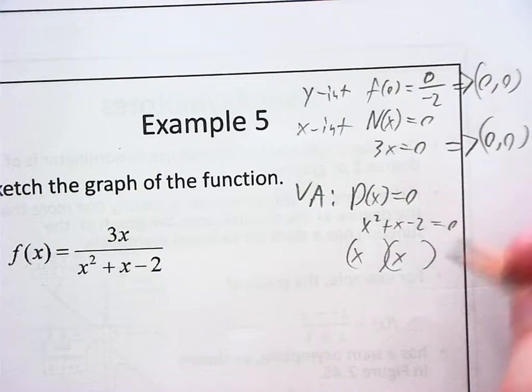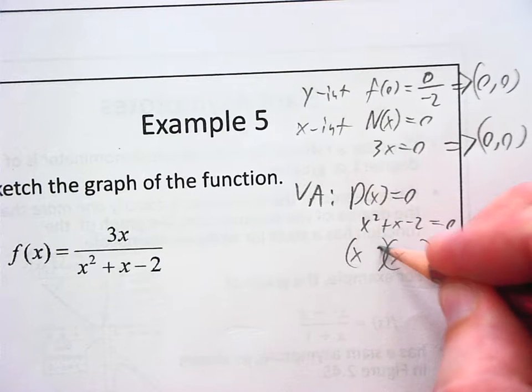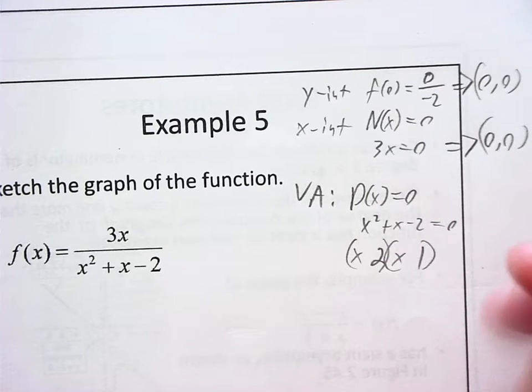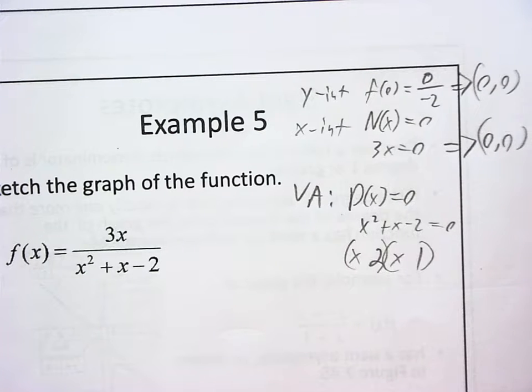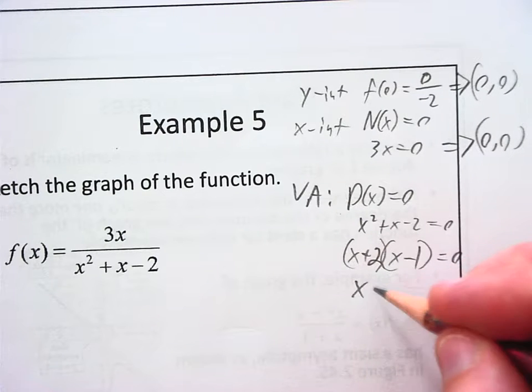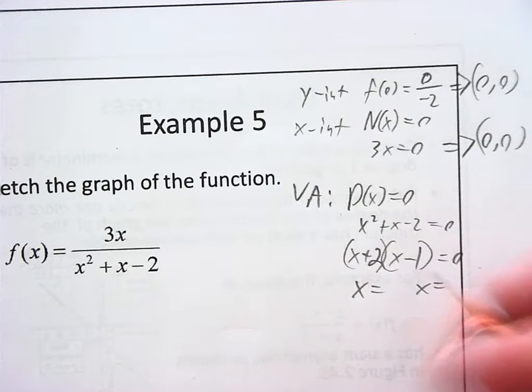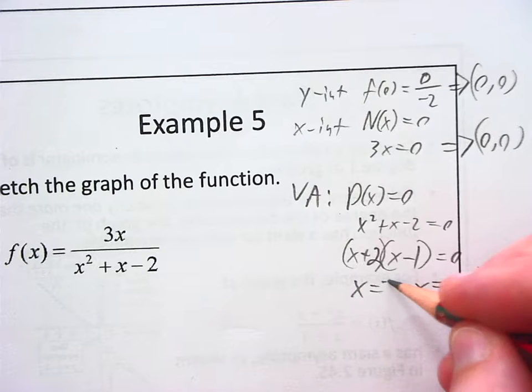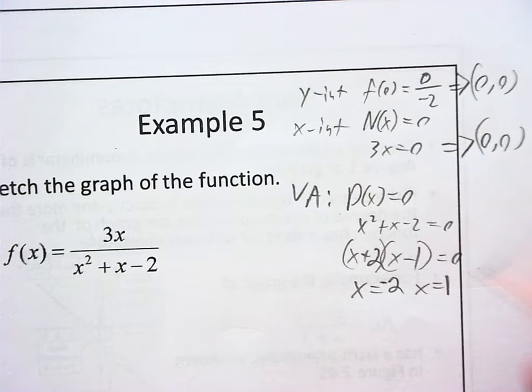What do I multiply to get negative 2 that adds up to be 1? Which one's positive? Which one's negative? 2 is positive, negative 1. So that gives me two different solutions. In other words, two different vertical asymptotes. X is equal to negative 2. X is equal to positive 1.